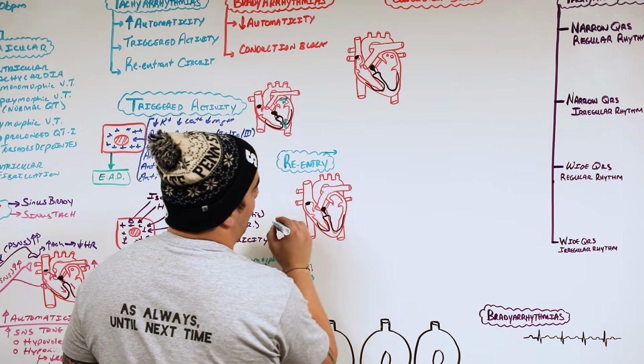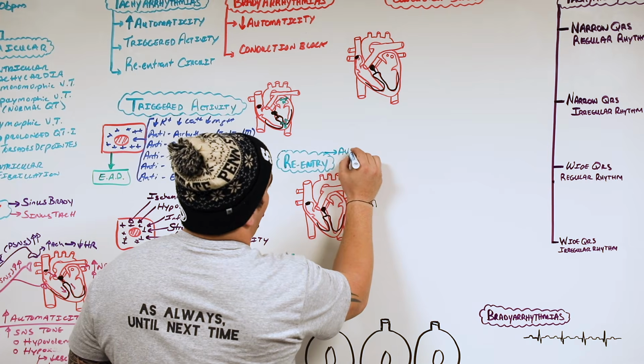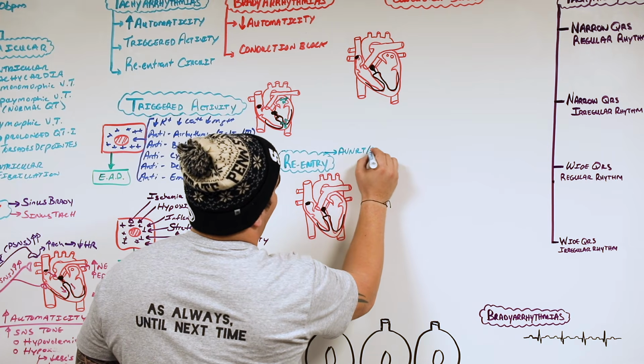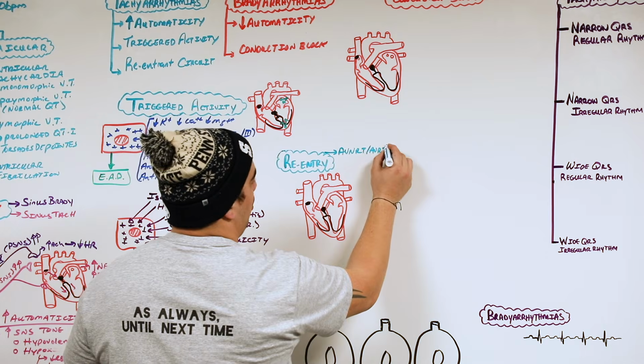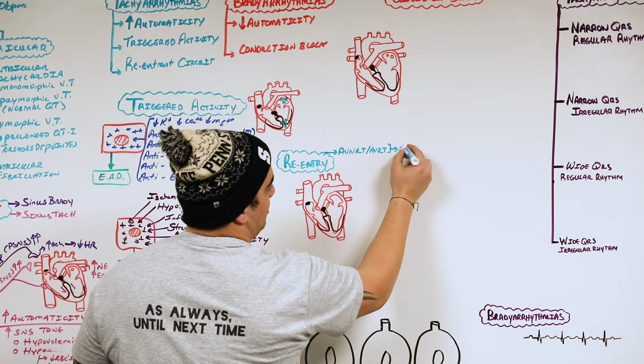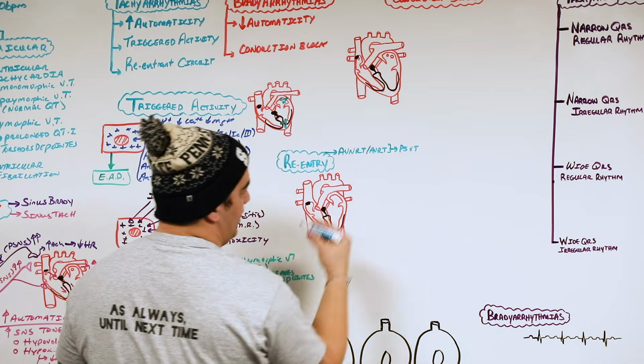The ones that we'll talk about a lot are your AVNRT and AVRT, which we said were kind of your SVTs, if you will, right? So we kind of called this your what? Your paroxysmal supraventricular tachycardia, or SVT.